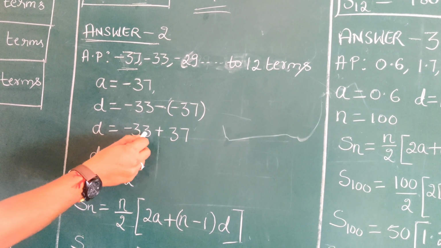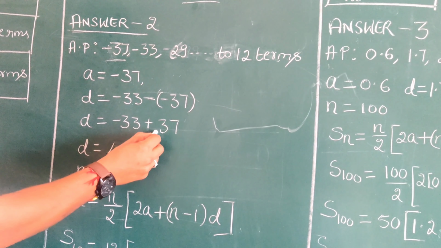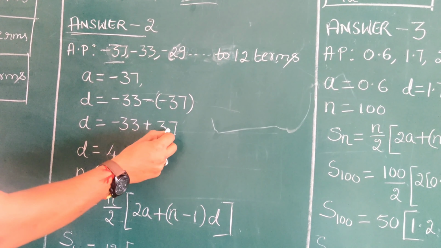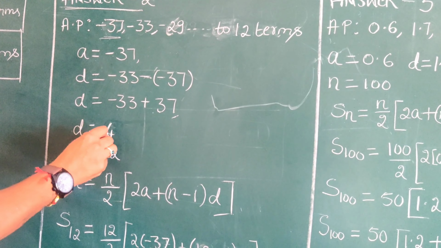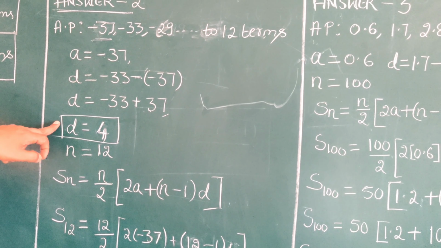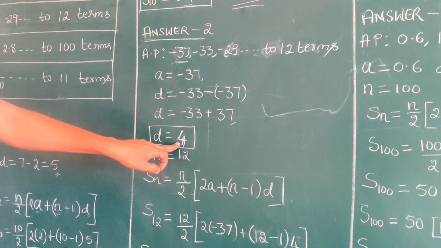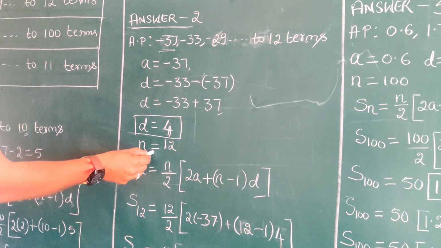d is equal to minus 33 minus into minus 37, which is minus 33 plus 37, and that is nothing but plus 4. Therefore, the common difference becomes 4, d is equal to 4. Understand, children? Now, what is the n value?